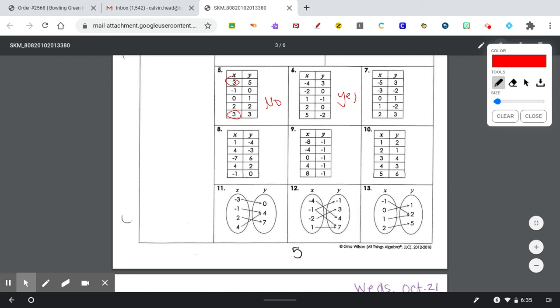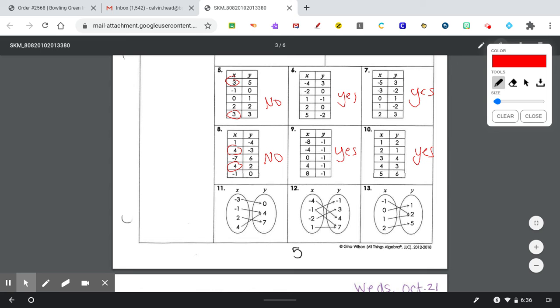Look at number 7. It's a yes. None of those repeated. Look at number 8. It's a no. Why is it a no? Because I have a 4 and a 4. They repeat. Look at number 9. It's a yes. None of those repeated. And number 10: 1, 2, 3, 4, 5. It's a yes. So you look at the X values and see.